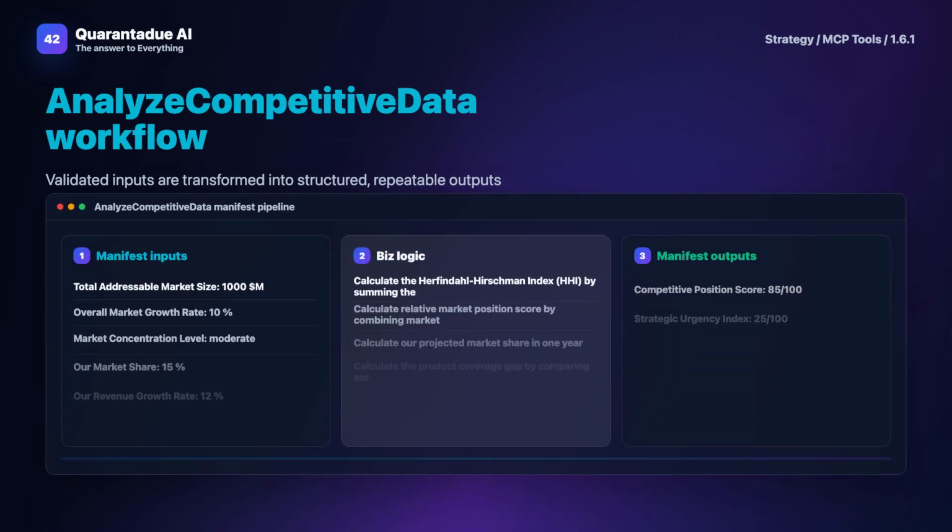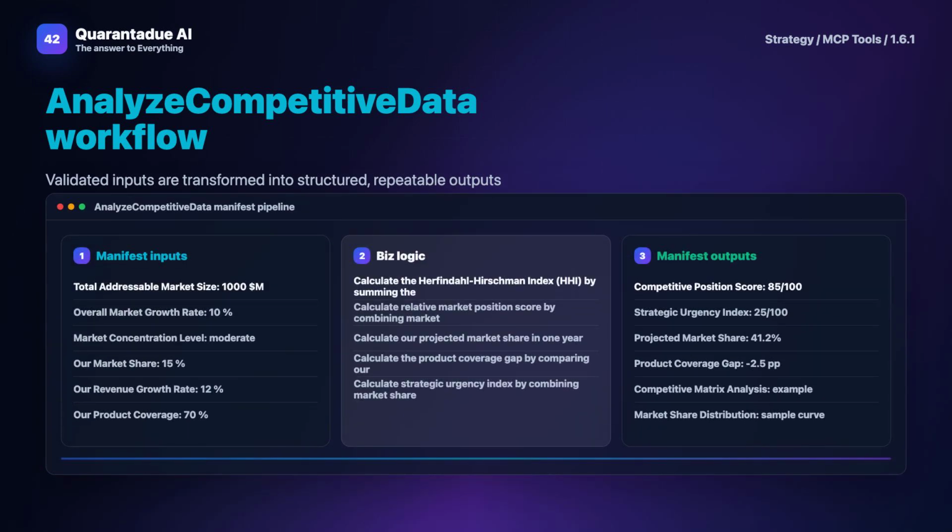The workflow then applies calculate the Herfindahl-Hirschman index, HHI, by summing the squares of market shares for our company and two main competitors to measure market concentration. Calculate relative market position score by combining market share ranking and growth rate ranking with appropriate weights to create a normalized 0-100 score. Calculate our projected market share in 1 year by adjusting current share for our growth rate relative to total market growth from all competitors.